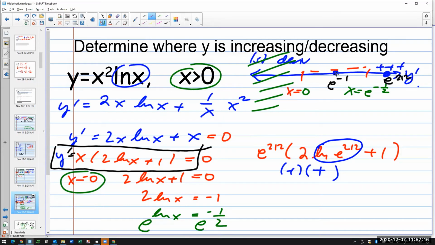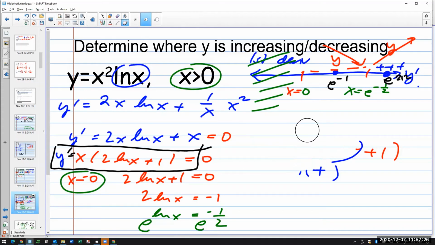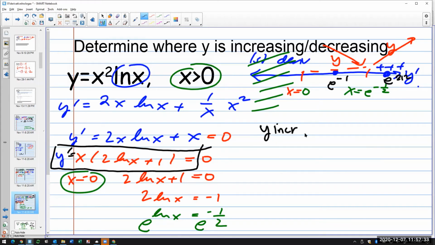And when y prime is negative, guess what y is doing? Decreasing. When y prime is positive, guess what y is doing? Increasing. Okay, so I've really got my answer here. Let me write the answer, see if this makes sense to you. When is y increasing? That's my question. y is increasing when x is greater than e to the negative 1/2. Don't use your test points. So I'm going to cross out my test points, the ones you made up. You can only use your critical points. Is everybody good so far?